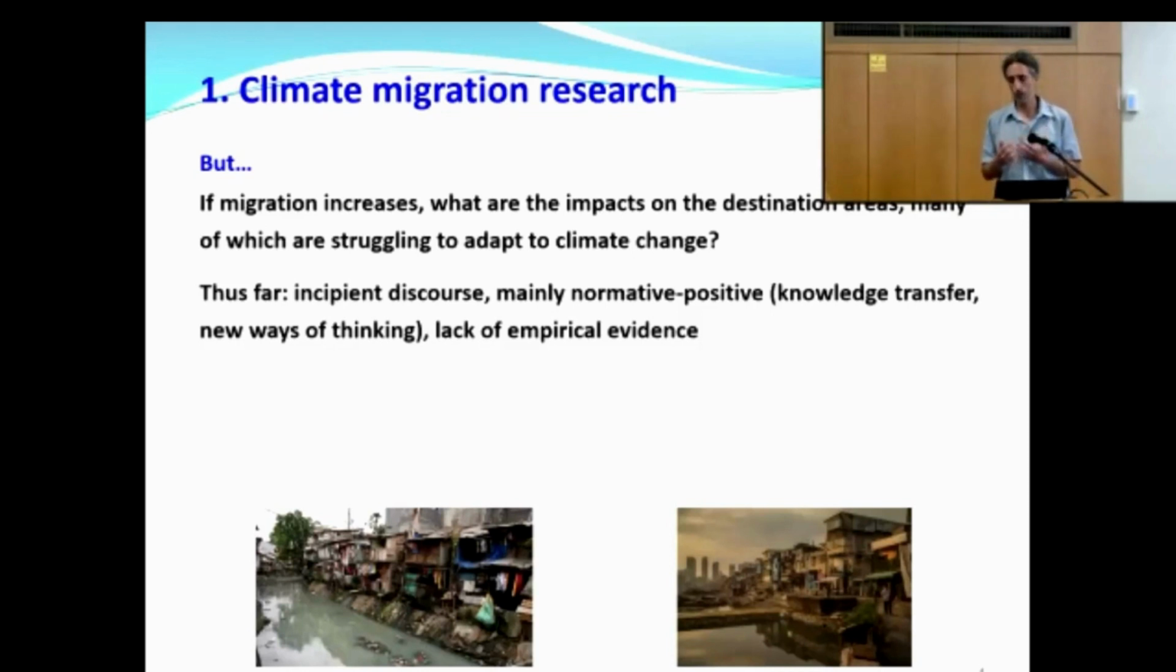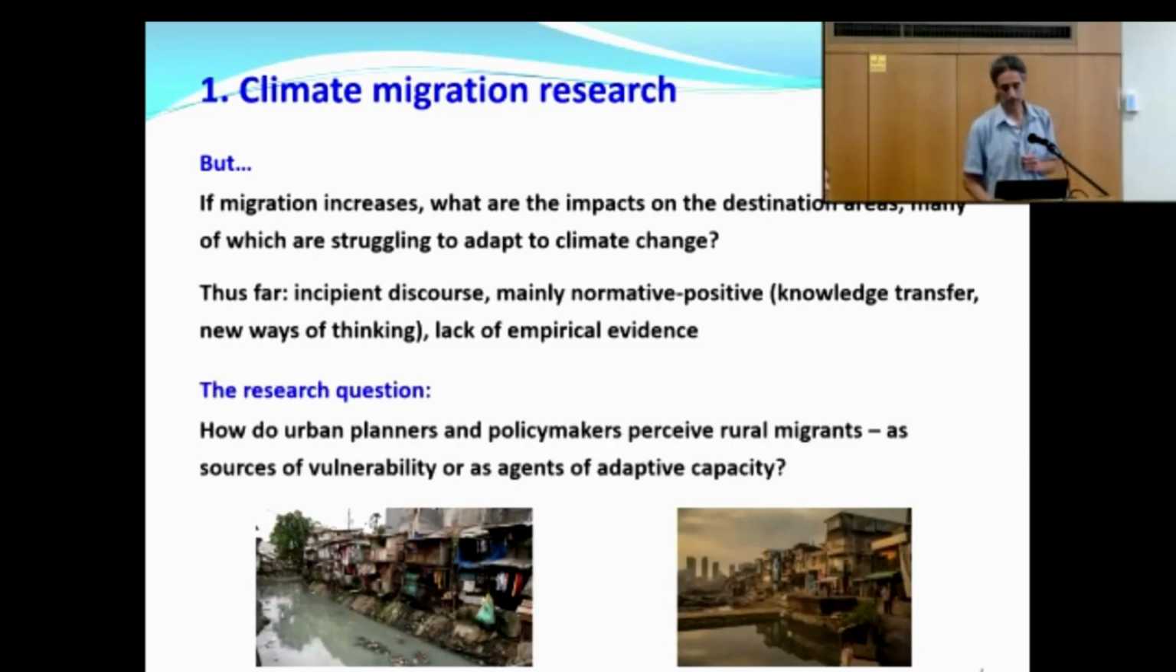I would say they make them from a normative standpoint, but it's also very Western. They talk about immigrants as sources of knowledge, as bringing new ways of thinking, etc. We want to validate this discourse and ground truth it, and look at it where migration really happens, which is not necessarily in the Western world. Therefore, the research question that we examined is: how do urban planners and policymakers perceive rural migrants in the areas that they arrive to, as sources of vulnerability or agents of adaptive capacity? This is a broad frame that we chose for this study, and we focus on planners and policymakers. These are the people that deal with the migrants and environment and flooding, etc.